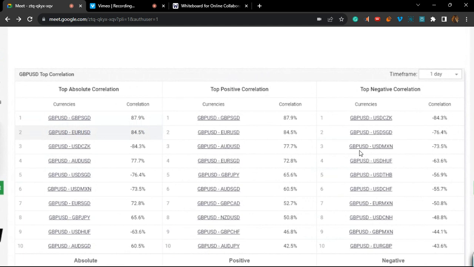Which we already did for you. GBP CAD is not there. Yeah, GBP CAD is not there. NZD CAD is not there. Exactly. They have NZD USD, but they're talking about some goddamn 50%.